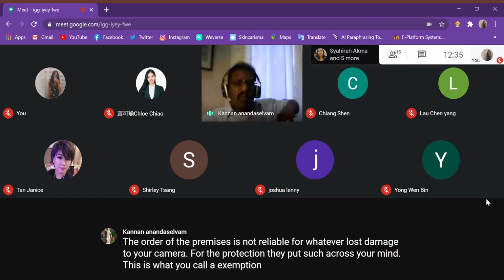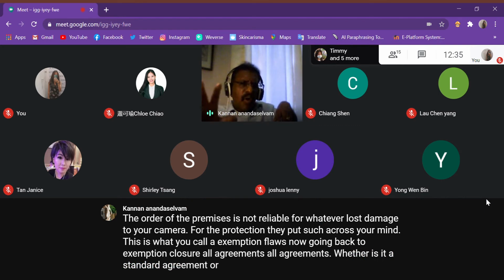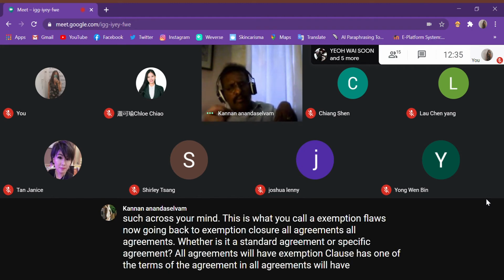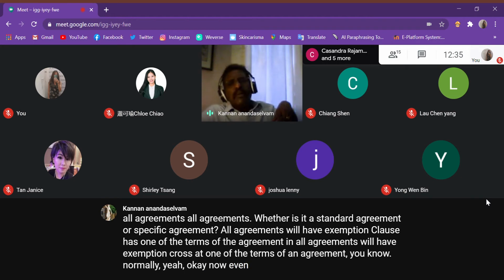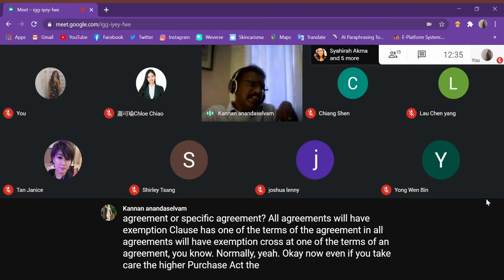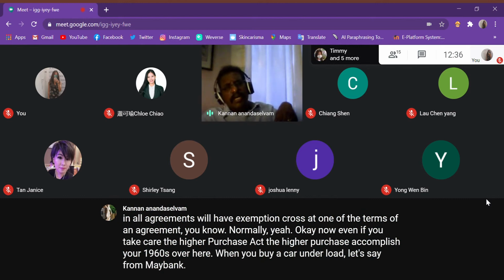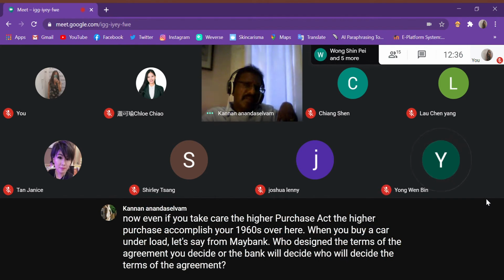Now, going back to exemption clause, all agreements, whether it is a standard agreement or specific agreement, will have an exemption clause as one of the terms of the agreement. Now, even if you take the Hire Purchase Act of Malaysia 1967, when you buy a car under a loan, let's say from Maybank, who decides the terms of the agreement? You decide or the bank will decide? The bank. Of course, the bank will decide.